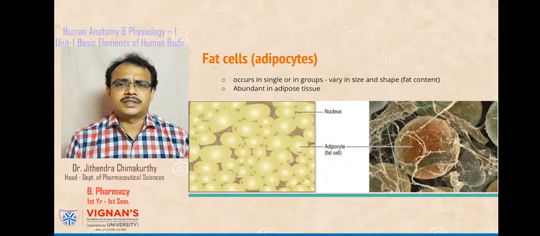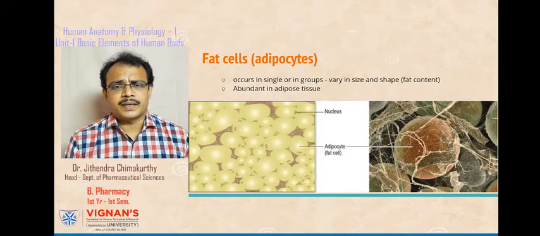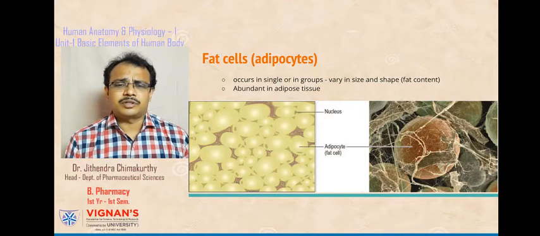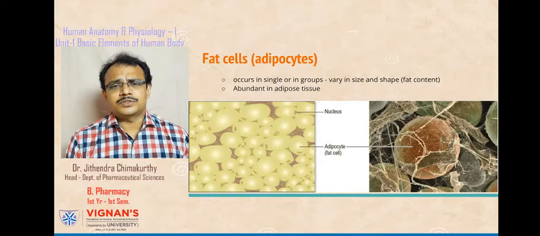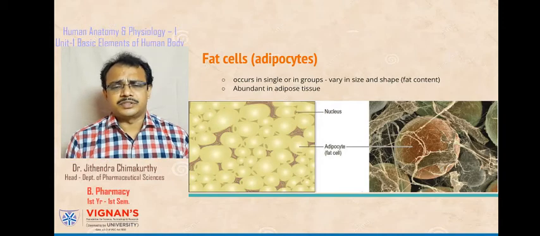The next type of connective tissue cells are fat cells. Fat cells are also called adipocytes, and these fat cells vary in number in different types of connective tissue. The fat cells are of different sizes based upon the amount of fat they contain, and these fat cells are abundant in adipose tissue, and excessive fat is necessary for insulation, which is also one of the functions of connective tissues.